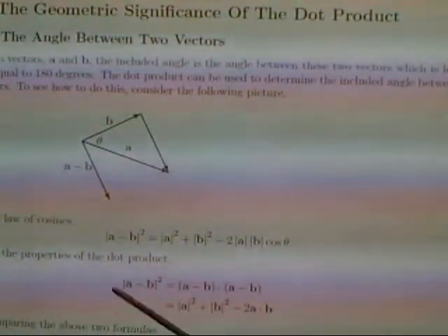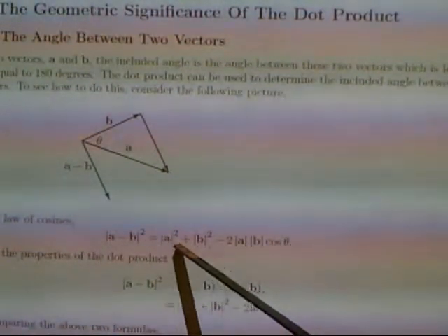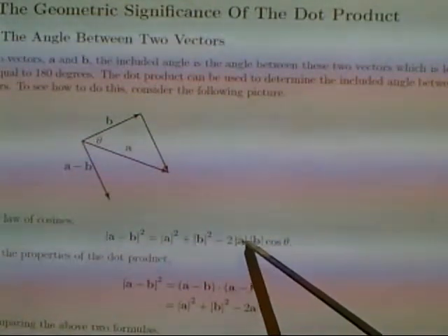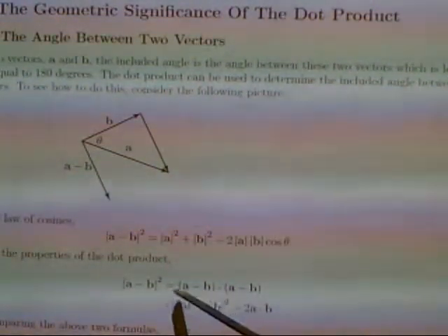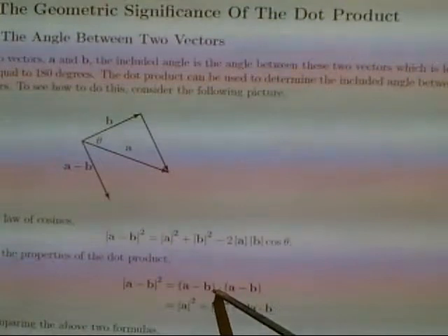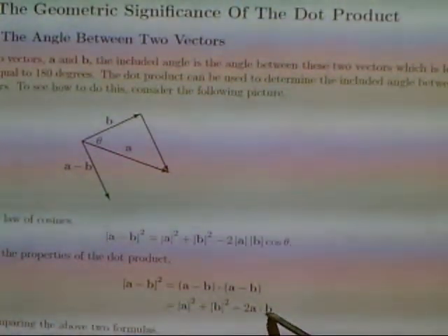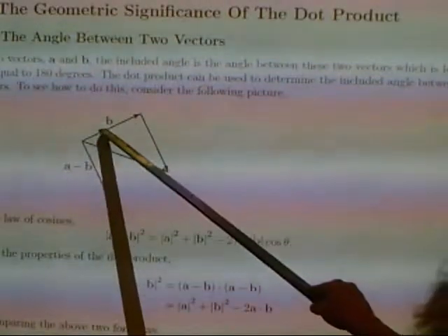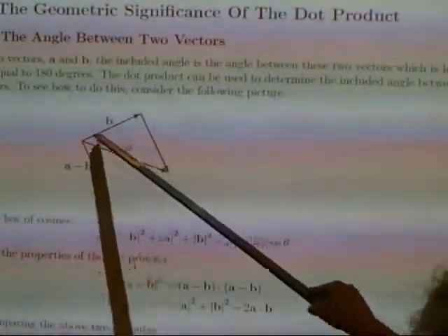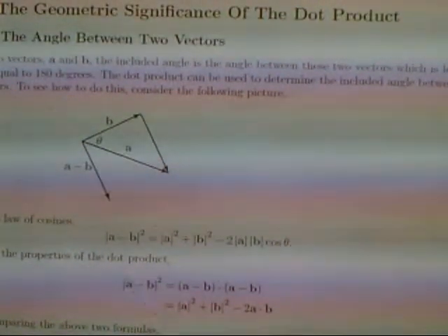So we write down the equation: the magnitude of A minus B, the whole square, equals A squared plus B squared minus 2 A multiplied by B cos theta. So A minus B squared equals A squared plus B squared minus 2 A multiplied by B. So this is vector A, vector B, and this is the angle between the two vectors.